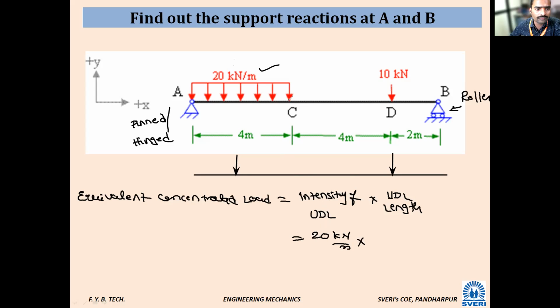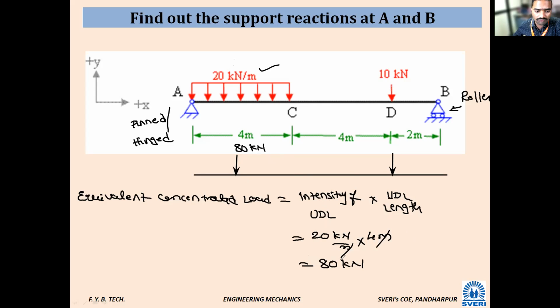Length of UDL kitna hai? A to C itna hai. That is 4 meter. This meter gets cancelled, you will get 20 into 4. It is 80 kilonewton. So this 80 kilonewton will act at this point, 80 kilonewton.